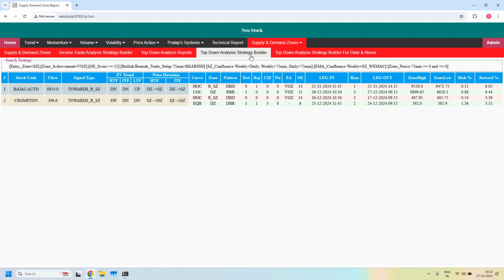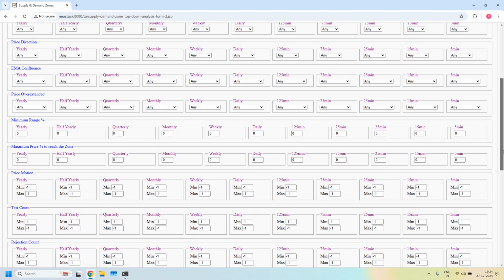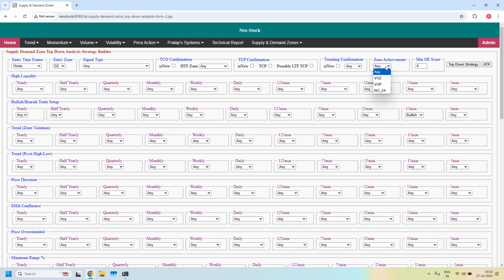Next, daily income trade, bullish trade setup, entry time frame 15 minutes, entry zone demand zone. In bullish or bearish trade setup at 15 minutes time frame, I am selecting bullish. This 15 minutes demand zone should not be pierced. So in the pierced count at 15 minutes time frame, I am setting minimum value 0, maximum value 0. Zone achievement violated opposing zone, minimum odd enhanced score 12. All 3 filters are applied to the 15 minutes demand zone.